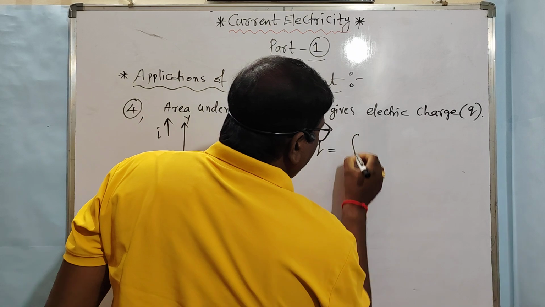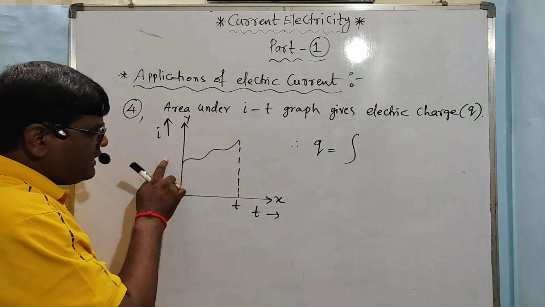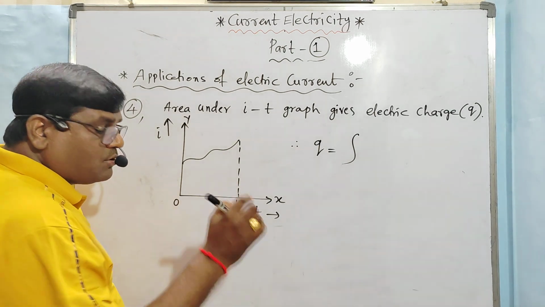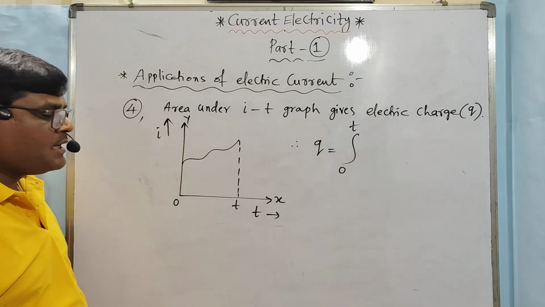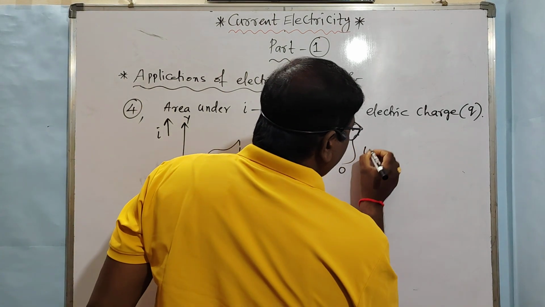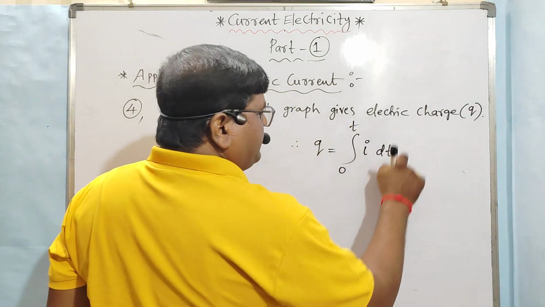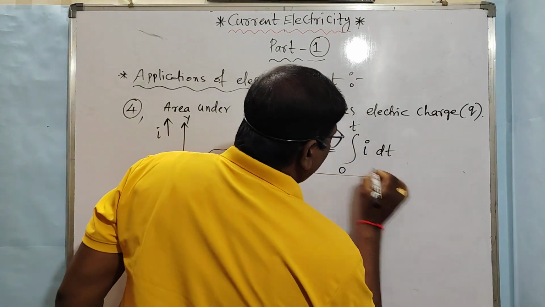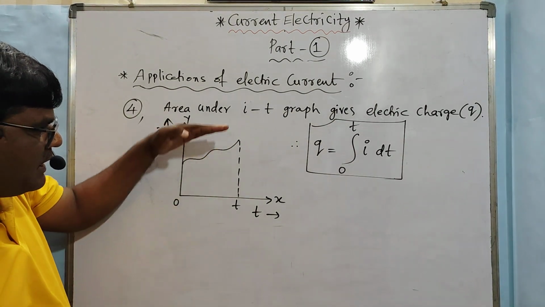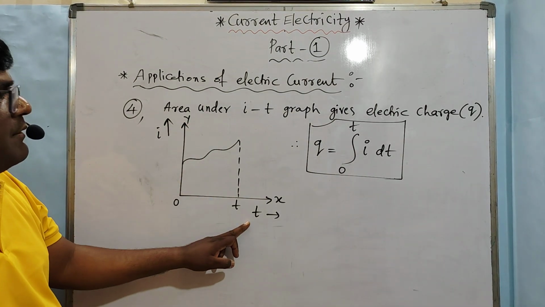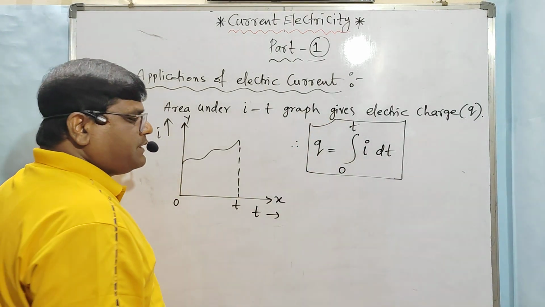Charge is equal to the integration from 0 to t seconds, since the current is varying from time 0 seconds to t seconds, of I into dt. Like this we can find the charge by using the graph. The area under the I-T curve gives the electric charge. Another way we can say it.